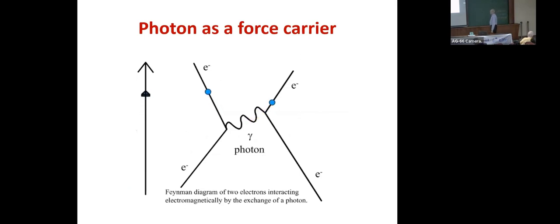So let's go to electromagnetic interactions and try to understand them in the language of gauge theories. Yesterday we saw that Feynman and company, when they developed the theory of quantum electrodynamics, essentially said that the force between two electrons is because of the exchange of photons. So that was one way of looking at it. Let's try to look at it in a more theoretical way. What does this mean?